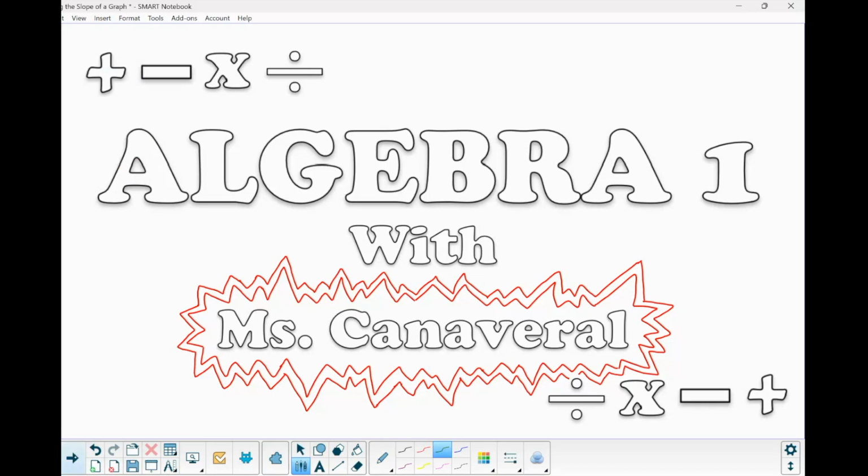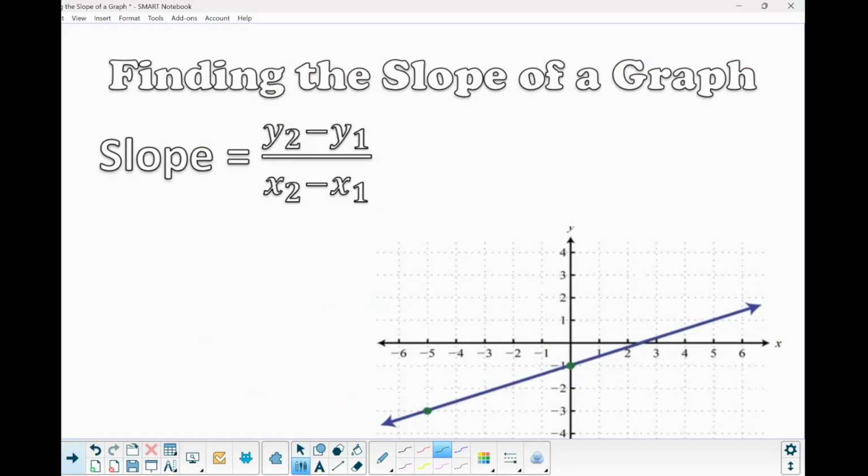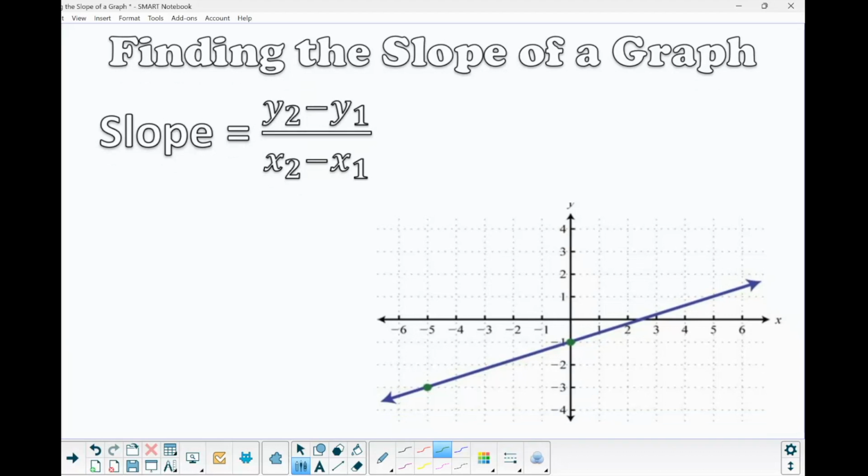Alright guys, today we're going to be going over finding the slope of a graph. We're going to learn two methods. The first is following the same formula. Now, for that formula, if we recall, we needed 2 points.